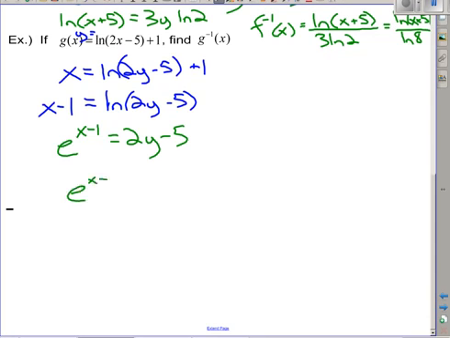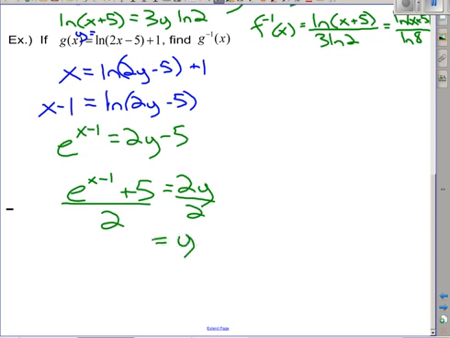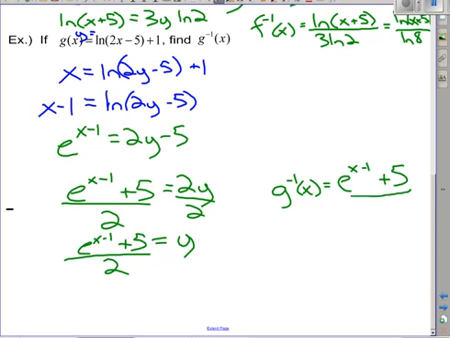Alright, now we have to add 5 to both sides. Notice that x minus 1 is up in the exponent, so you can't combine your negative 1 and your 5 as you move it over. Okay, now we can divide both sides by 2, and we get y equals e to the x minus 1, plus 5, all over 2. Or, using our function notation, the inverse of g is e to the x minus 1, plus 5, all over 2.